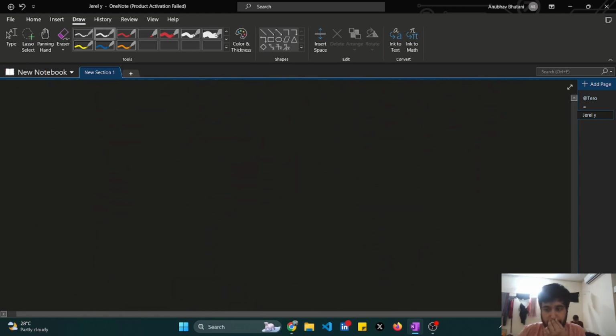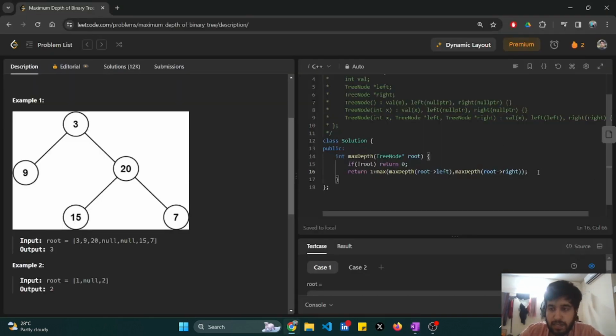Okay, so if I try to write the code for this, if there is no root, I'll simply return 0. Else, what I'll do is I'll add 1 for the current node. And what I want is the height of the left subtree, the depth of the left subtree, as well as the depth of the right subtree.